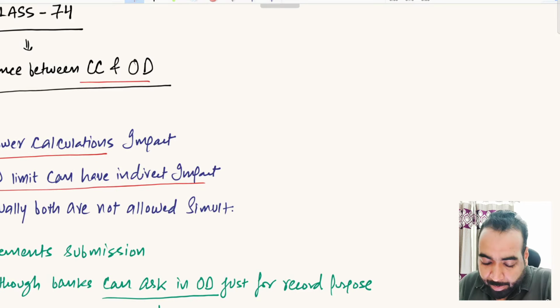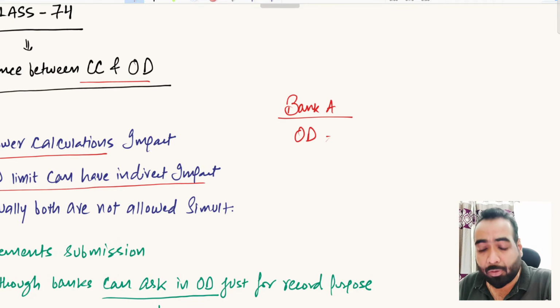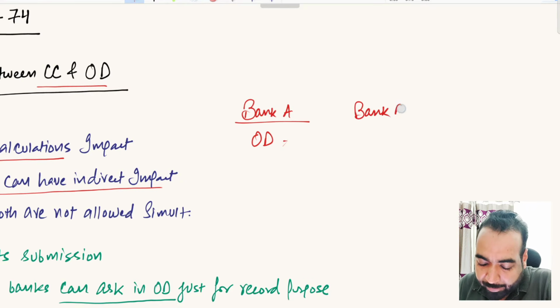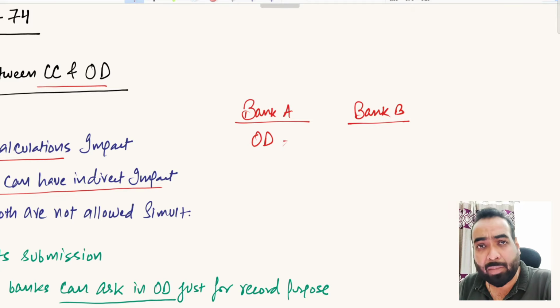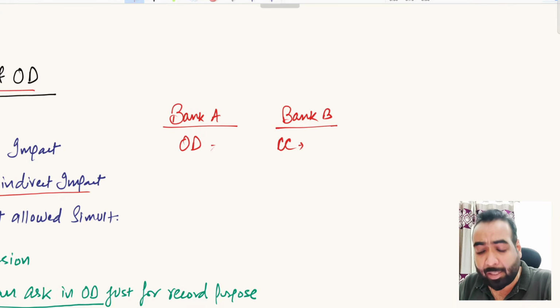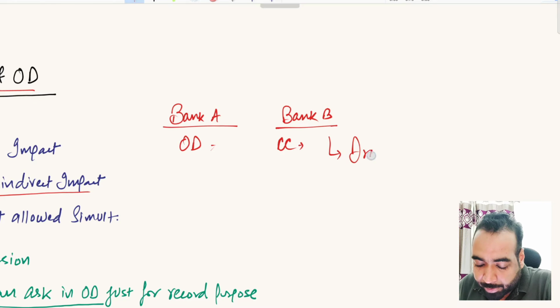So I will give you an example. Suppose you are having limits from bank A, you are having only overdraft facility from it. So bank A will not be having any drawing power calculations for your business. But suppose you are availing the limits under multiple banking arrangements. Suppose you are having limits from bank B as well, bank A and bank B both. Bank B has given you CC limit, right? Since bank B has given CC limit, it will do drawing power calculations.